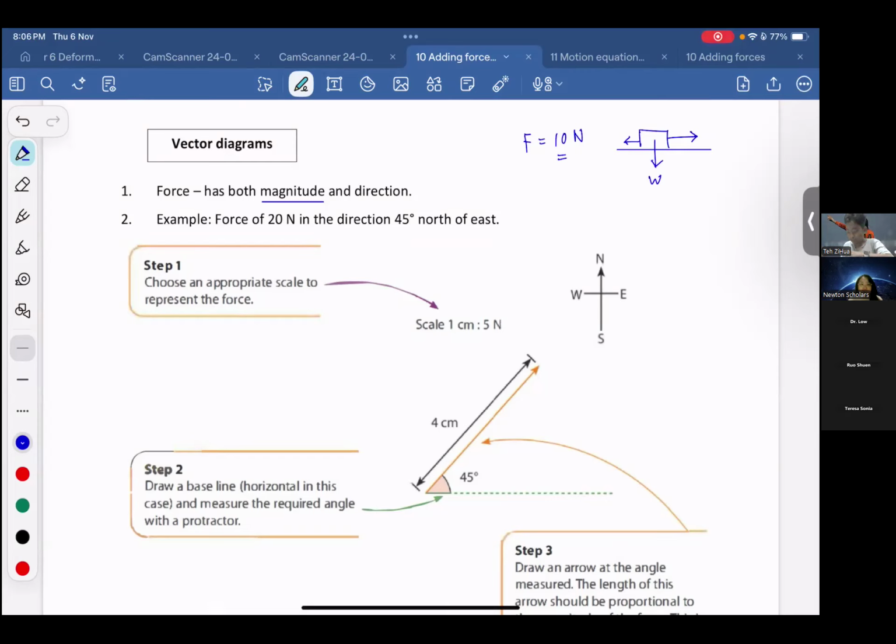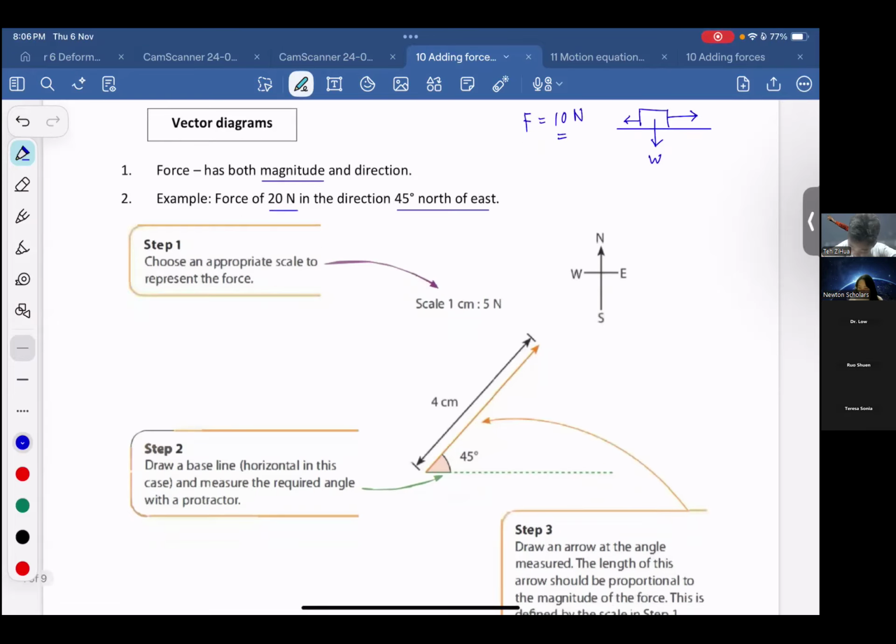Force of 20 Newton in the direction of 45 degree north of east. So boys and girls, you see we have direction, we have magnitude. So this force is a vector quantity. So we are going to draw it out. How do we draw it out?